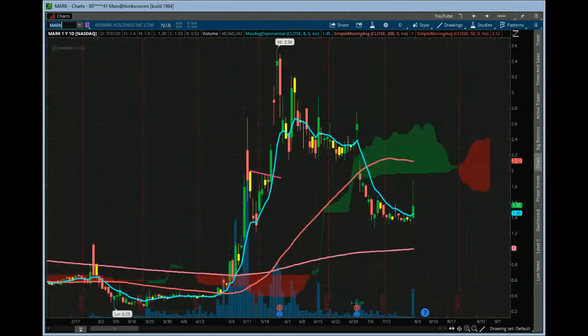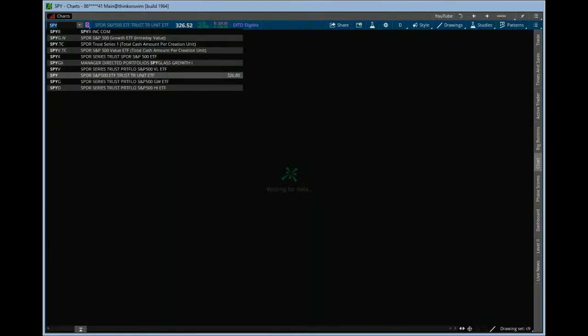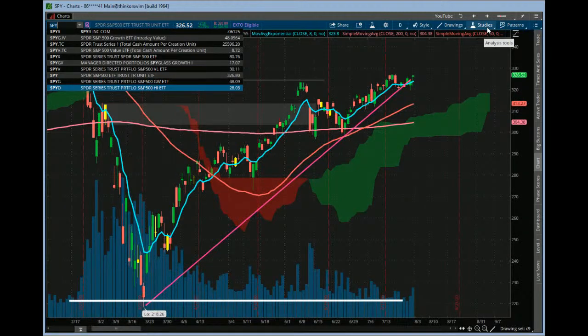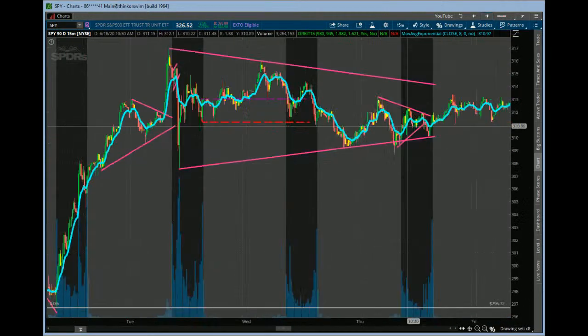And then Mark, a big upper shadow off of that one. And then SPY pushing through 330. Let's take a look and see. I mean, it's possible, right? 226. Let's see if they're messing with it here after hours.